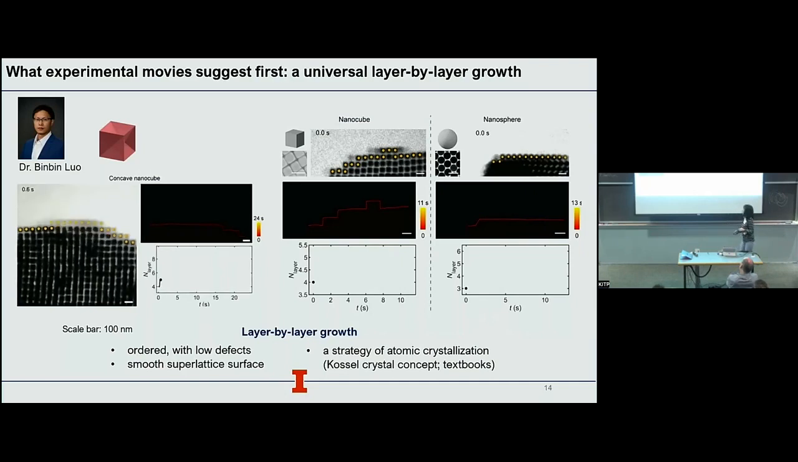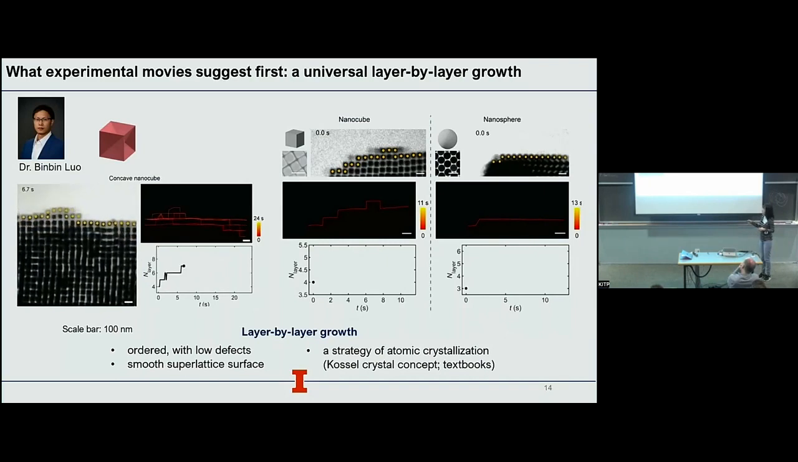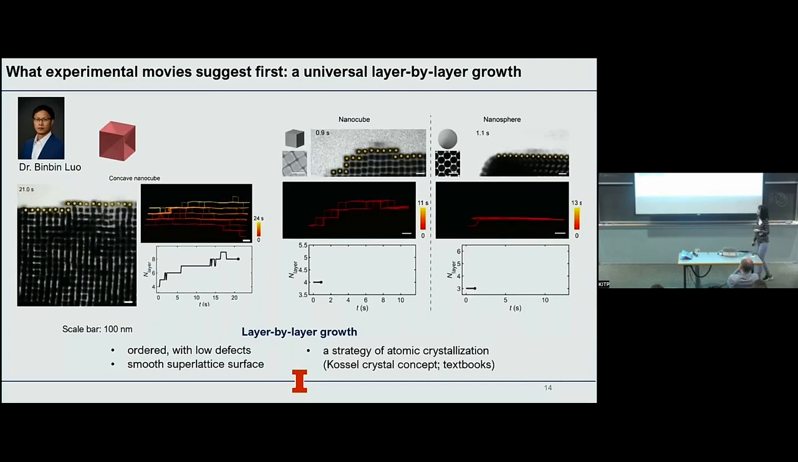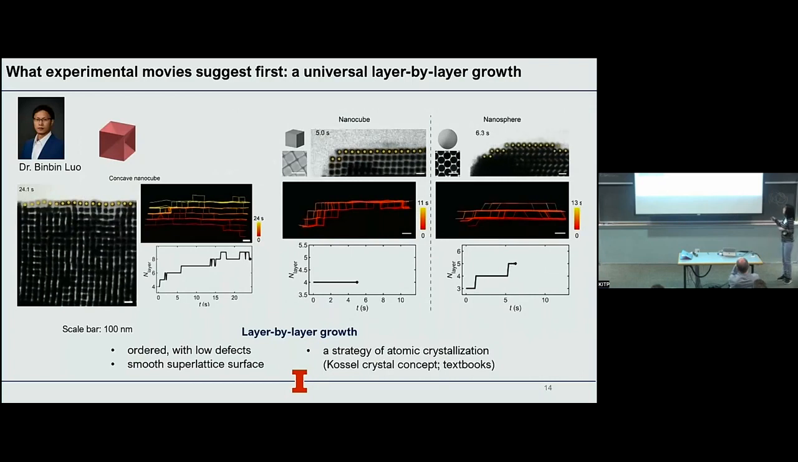In the first example, these concave nanocubes, if you look at the movie, you can see the growth front will always finish one layer before another layer. This is the so-called layer by layer growth. It ensures the surface is very smooth. It does not have random protrusions. If you go to the other two types of particles, although the shape and symmetry are very different, they also follow the same layer by layer growth.